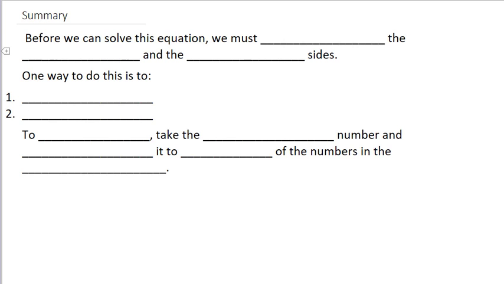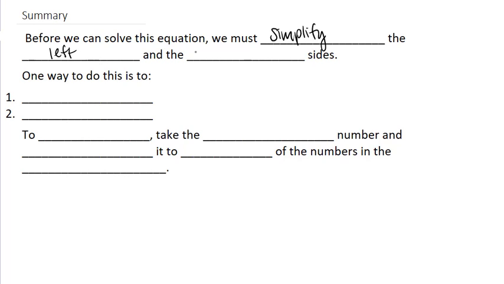Before we can solve this equation, we must simplify the left and the right sides. And so one way to do this will be to distribute and then we're going to combine like terms.